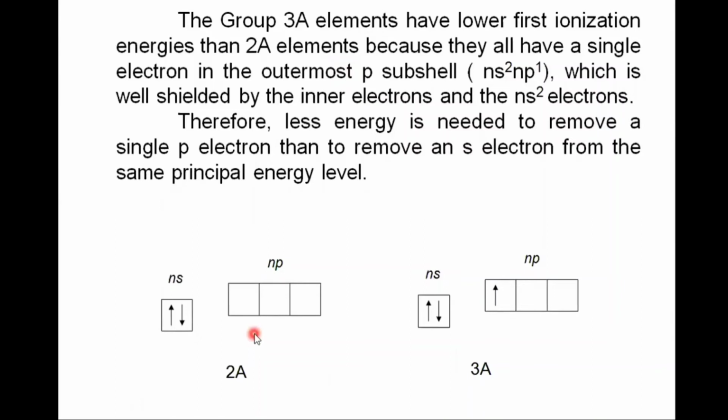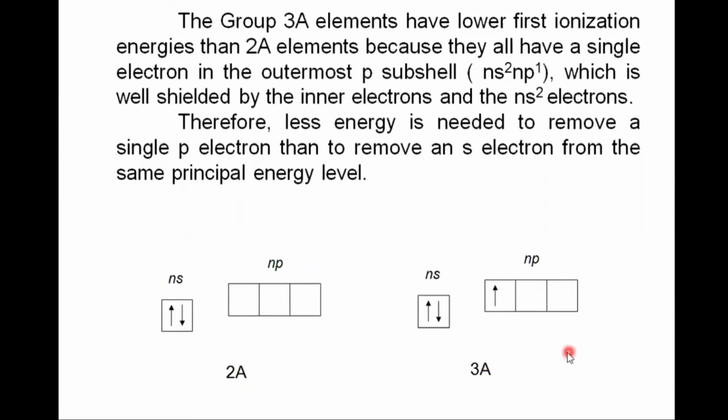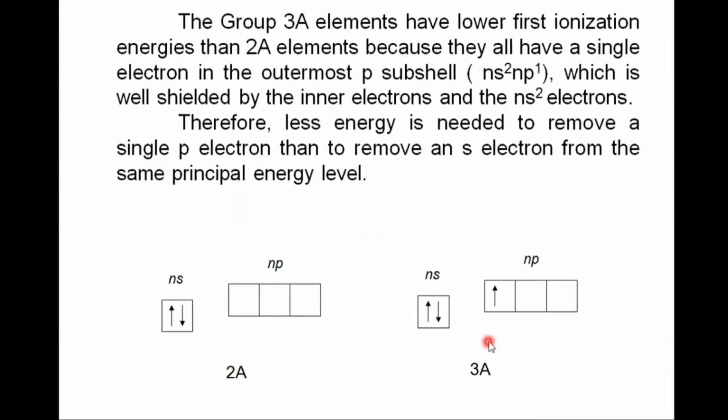You know that an orbital is stable when it is completely filled or half filled. S can accommodate 2 electrons in total, P can accommodate 6 electrons. So here S is complete, it is a stable configuration as compared to ns2 np1. P is partially filled and it is less stable. So it is easy to remove an electron from the 3A than from the 2A element. So 3A have lower ionization energy values than the 2A.